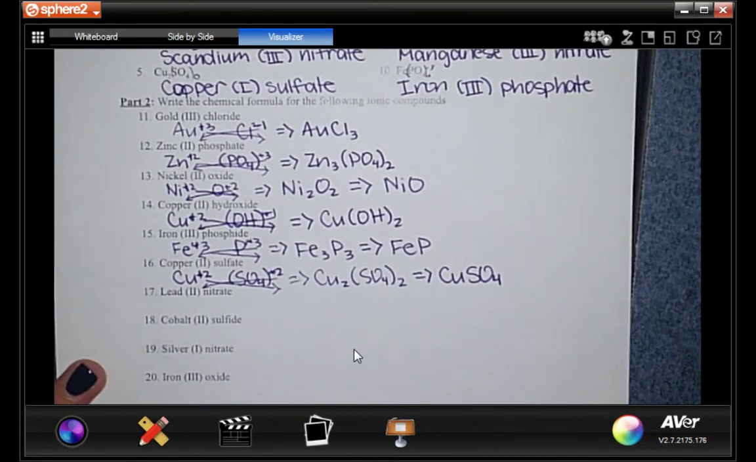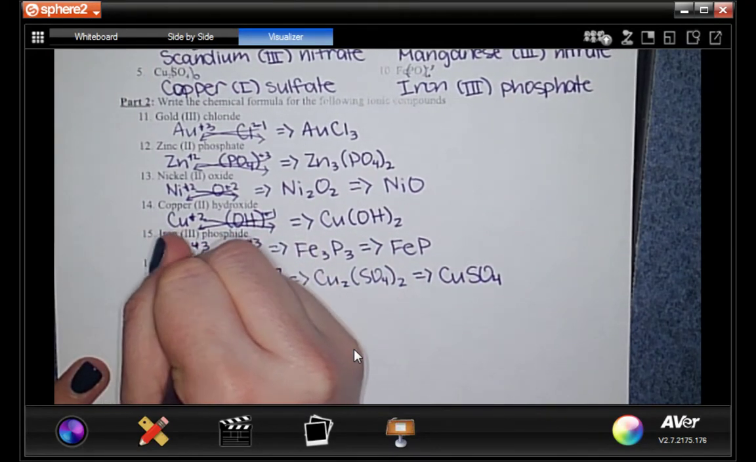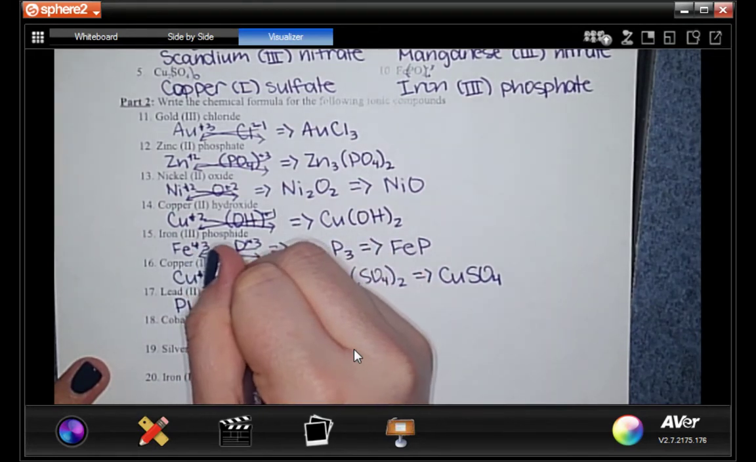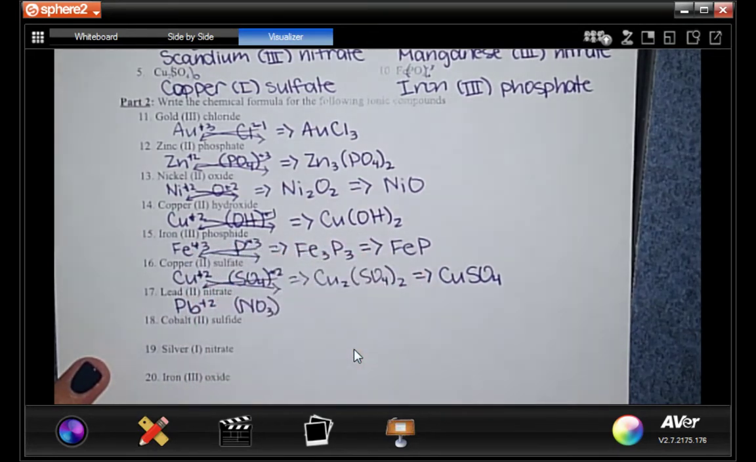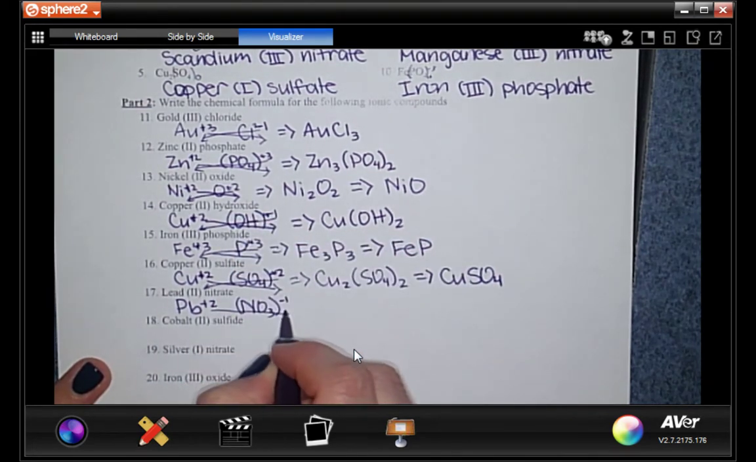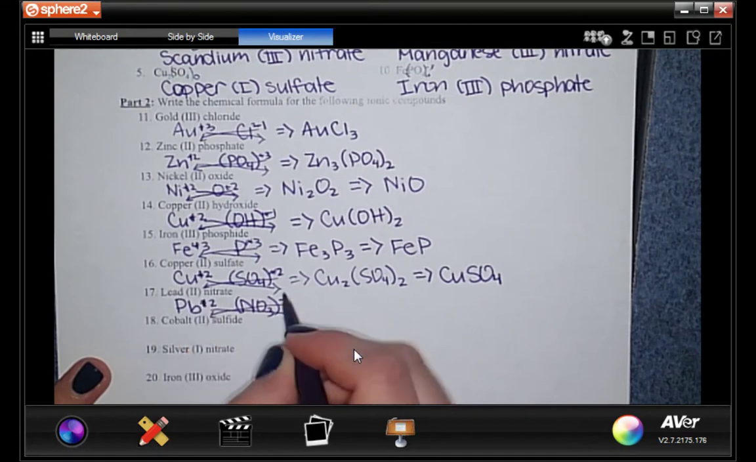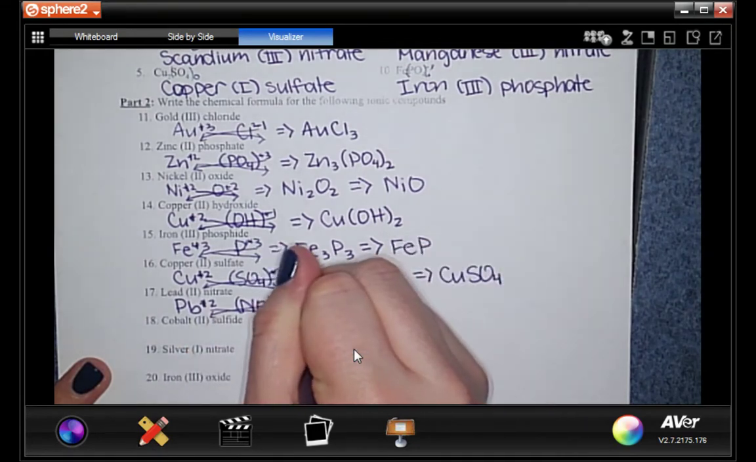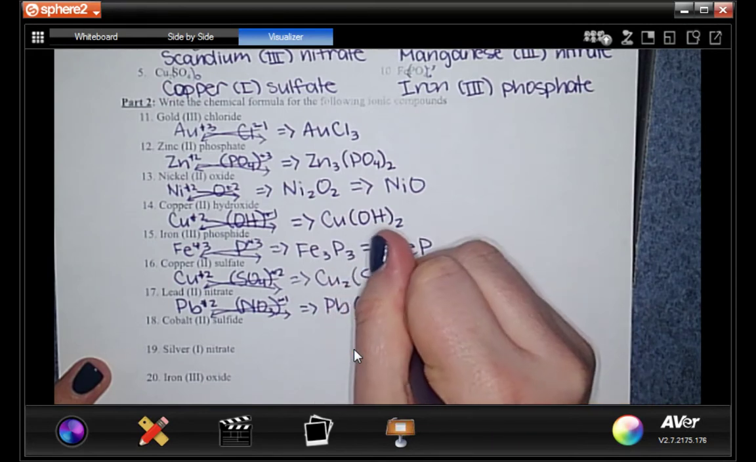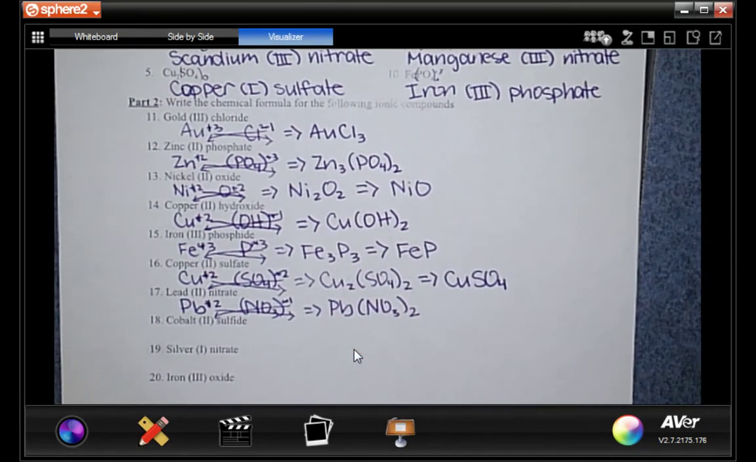Number 17 is lead 2 nitrate. So lead has the +2 charge. Nitrate is one of our polyatomic ions, and it has a -1 charge. So we'll go ahead and crisscross, get rid of the plus and the minus, and then we are left with a formula that looks like that.